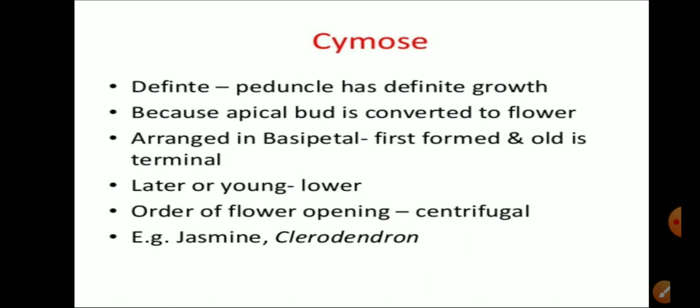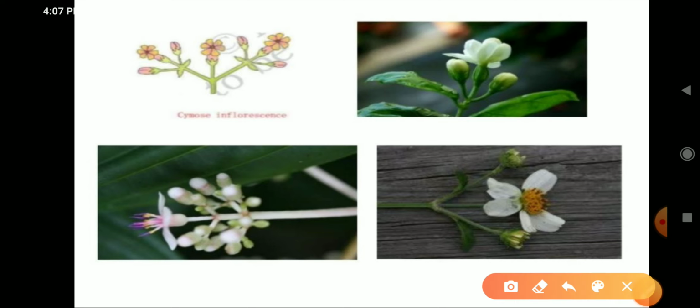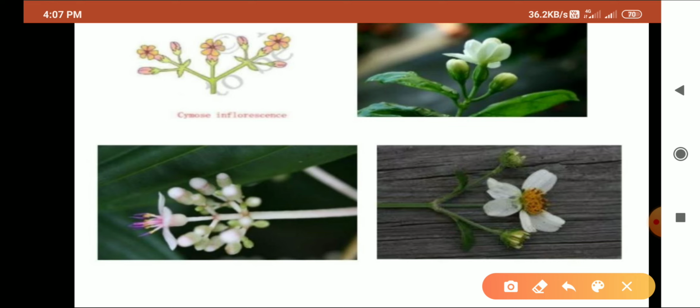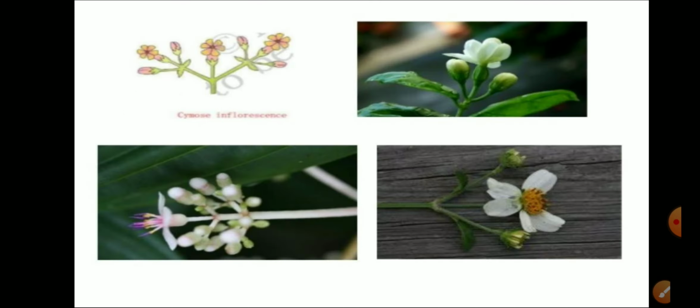Cymose is the opposite kind. In this, the pattern is basipetal, because the apical bud is converted to a flower. The flowers are arranged in basipetal order, that means the younger ones are at the sides and the older ones at the terminal end. The order of flower opening is centrifugal. An example is jasmine. Here it is shown, the older flowers are at the terminal position and the younger ones are at the basal point.